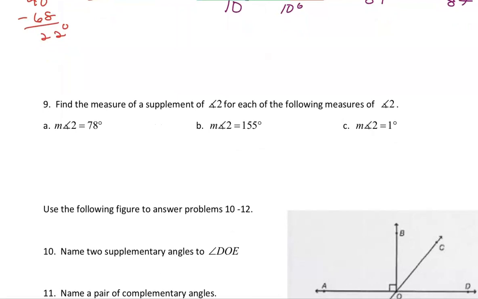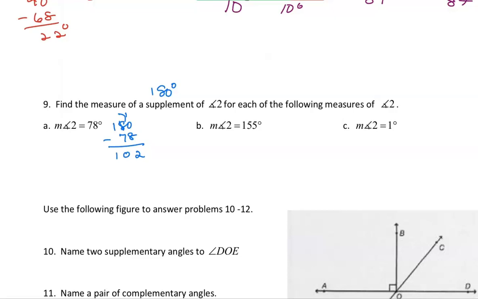Okay, then we move on to supplements. Supplements, you have to know, add up to 180. So let's take 180 minus the 78, and we'll see what we're going to get. So it looks like I'm going to get 102, right? So that's going to be 102. Okay, so that's good.